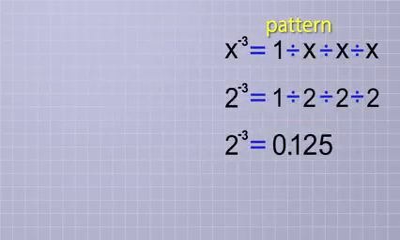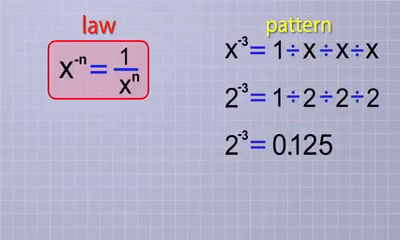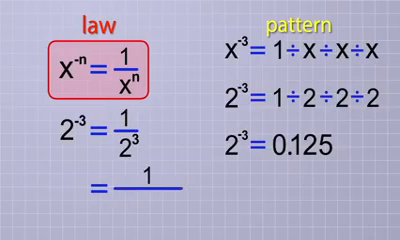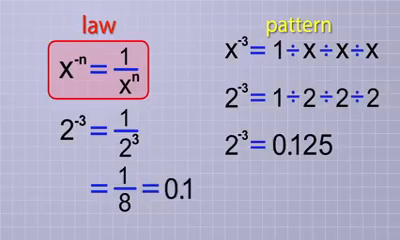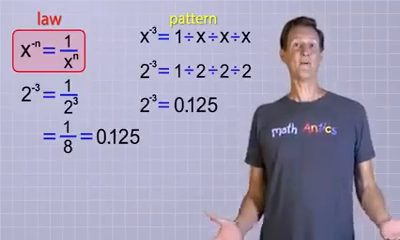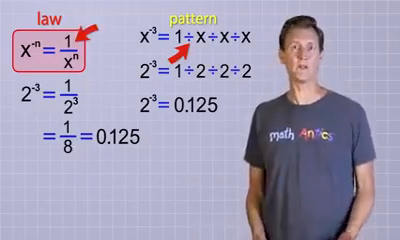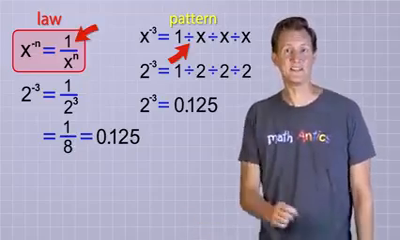Now let's write it in fraction form like our law of exponents tells us we can. 2 to the -3rd power would be the same as 1 divided by 2 to the 3rd power. And that's the same as 1 over 2 times 2 times 2, which simplifies to 1 over 8, and 1 over 8 simplifies to 0.125. See, whether you write it as a pattern of repeated division, or in fraction form, like our inverse law shows, you get the same answer.